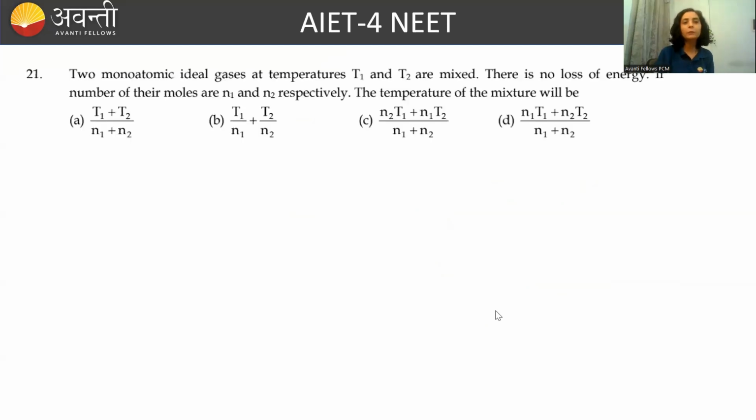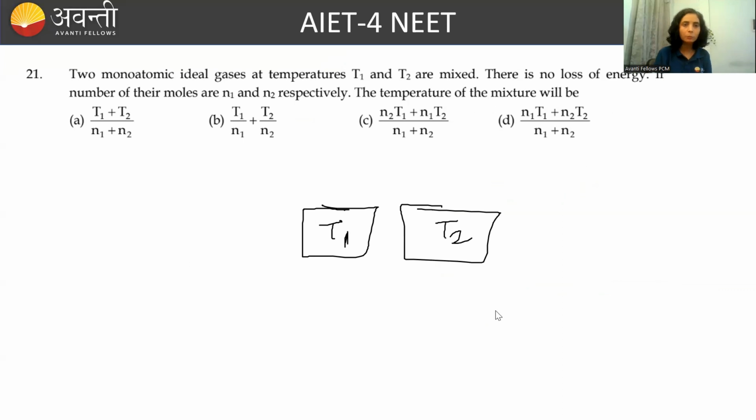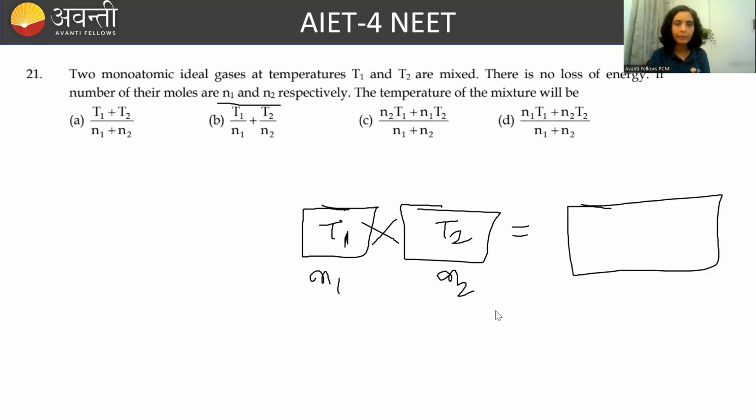Now what is the question? Two monoatomic ideal gases at temperature T1. Suppose karlo, this is one monoatomic ideal gas at temperature T1. Another gas is at temperature T2. Okay? There is no loss, these two are getting mixed. Okay, we are mixing it, and during mixing, no amount of energy is getting lost. If number of their moles are N1 and N2, the temperature of the mixture will be. What will be the temperature of mixture? Suppose we are mixing it in this container, right? So here total number of moles in the mixture will be this, and its temperature is supposed T. This mixing is happening in such a way that there is no loss of energy.